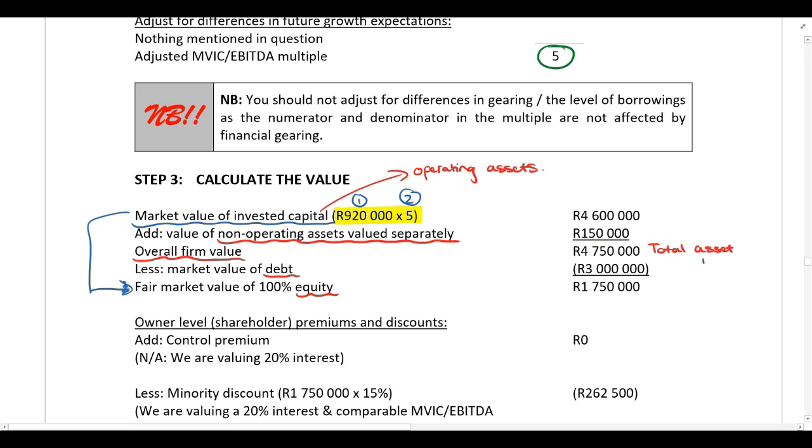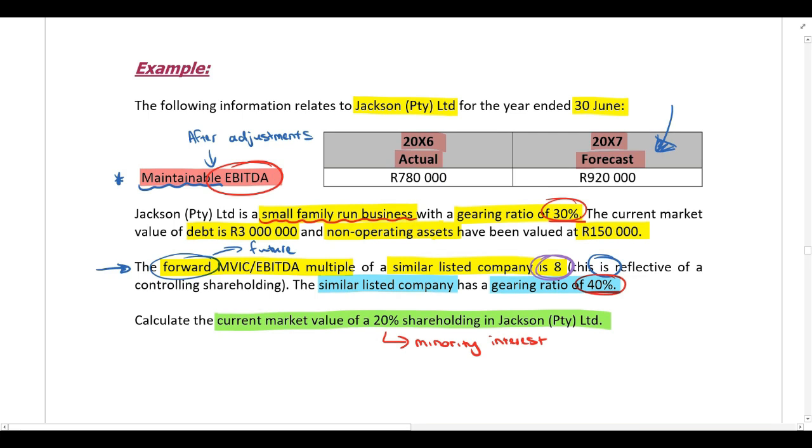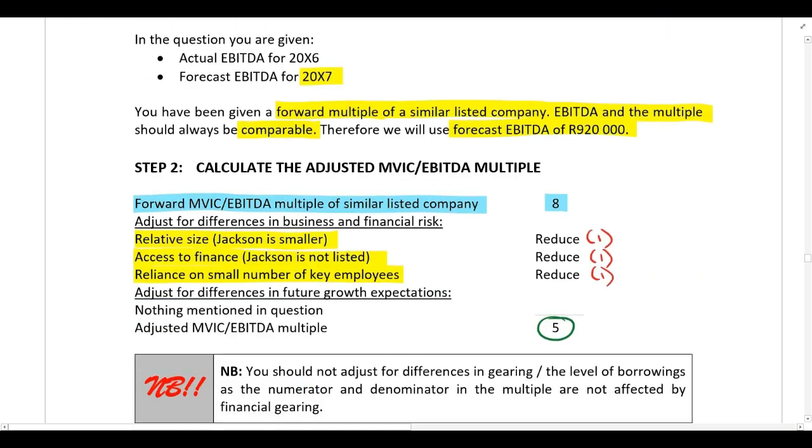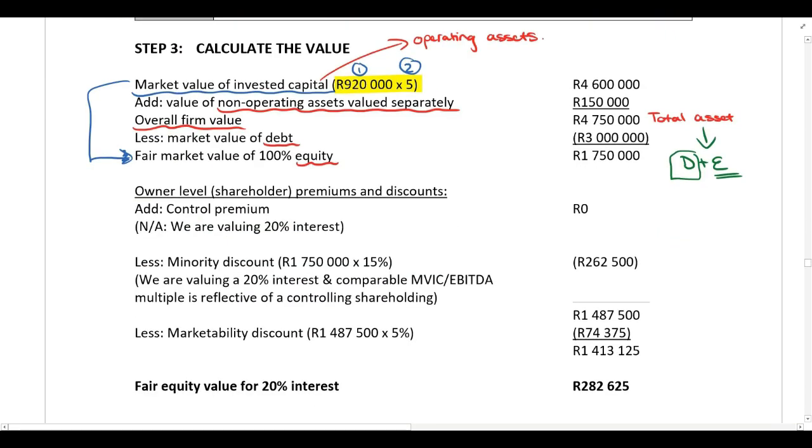Because remember, my total assets are made up of debt plus equity. That's why my statement of financial position balances. So if I deduct the value of debt, I will then be left with the value of equity. And we were provided with all of this information in the question. If you go back, the value of debt is 3 million rand, and non-operating assets were valued at 150,000 rand. So you can just include that in your calculation. We then have a fair market value for equity.